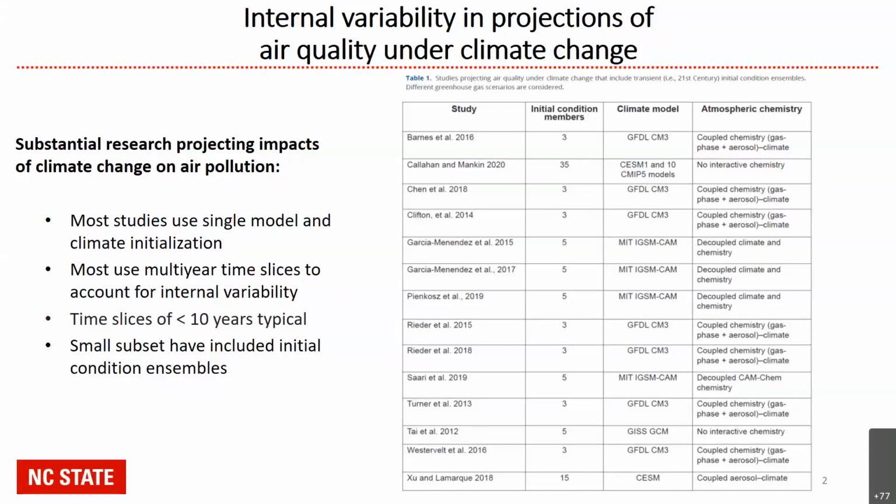The group of studies which I'll be talking about is driven by an MIT model, the MIT Integrated Global System Model, MIT IGSM. We've used those with a small initial condition ensemble. There are also a few studies using different initial conditions based on the GFDL chemistry climate model. More recently, one study by Xu and Lamarque used CESM to look at interactions between climate and aerosols with a larger number of ensemble members. It's a small subset of studies.